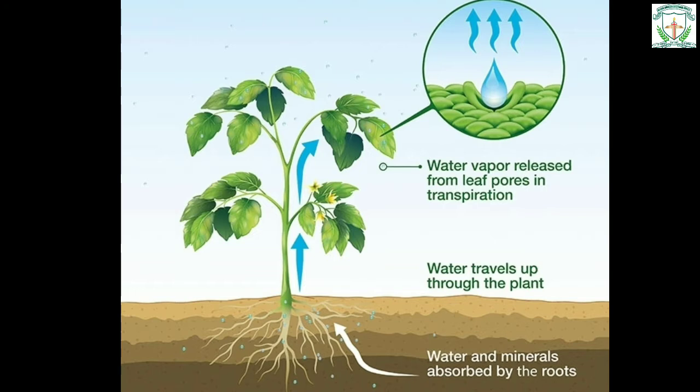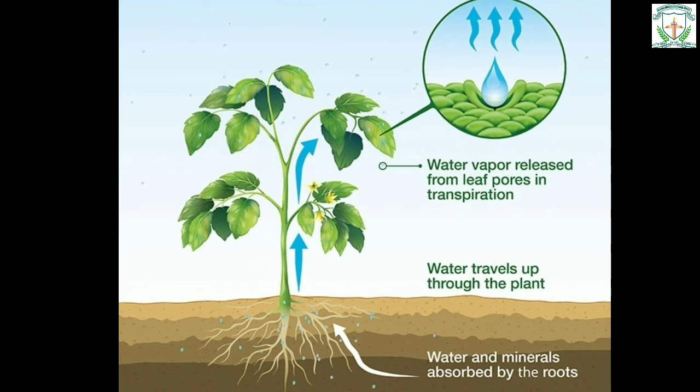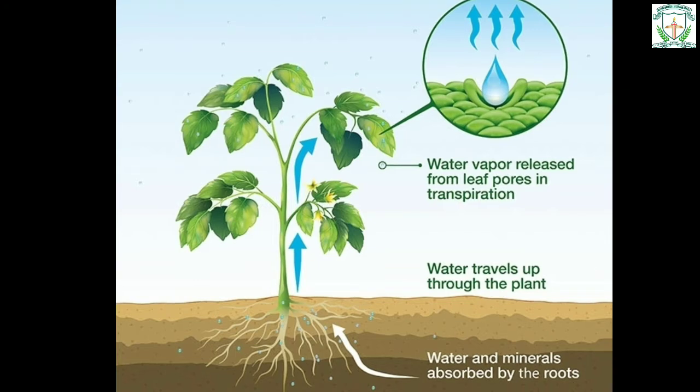Upward movement of water and minerals is due to root pressure. Root pressure means the root absorbs water and exerts a pressure which pushes the water upward. Upward movement of water and minerals is also due to transpiration. The third process, transpiration.